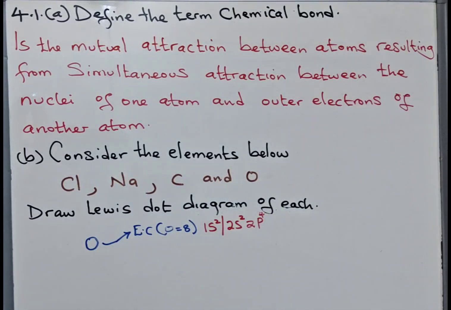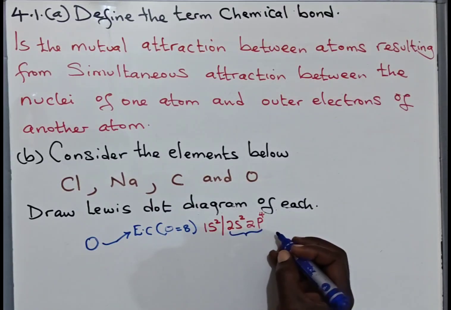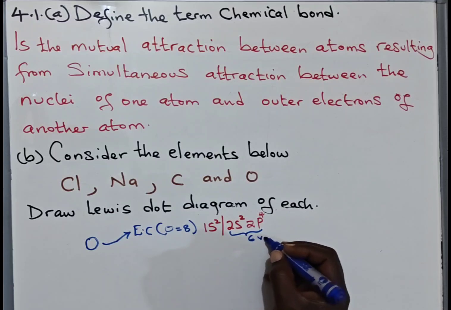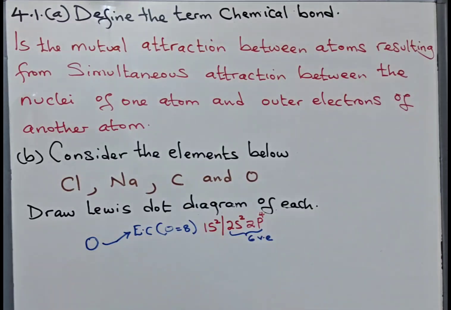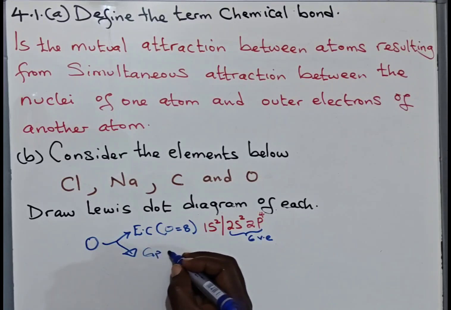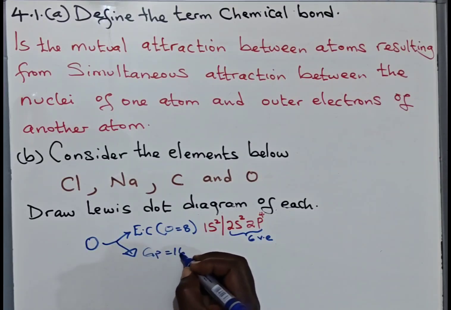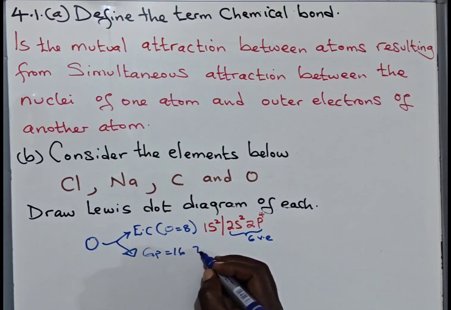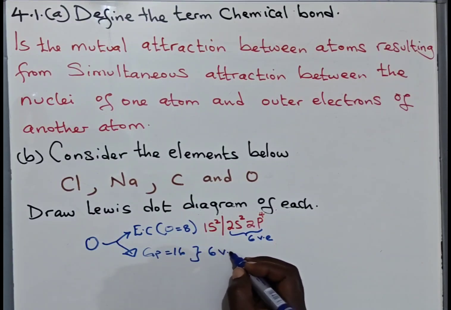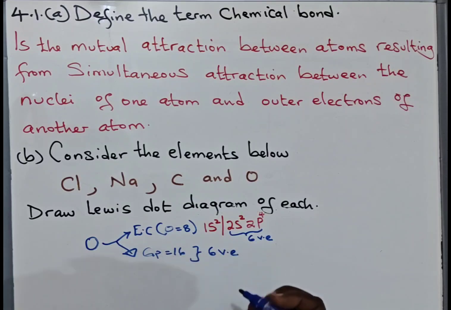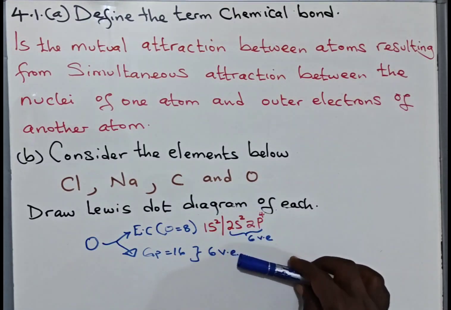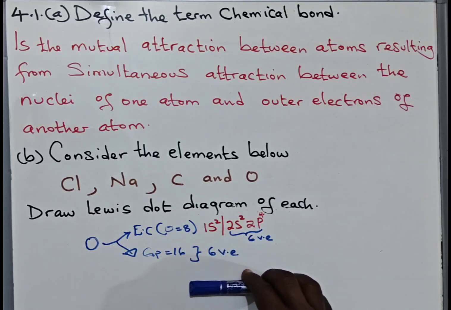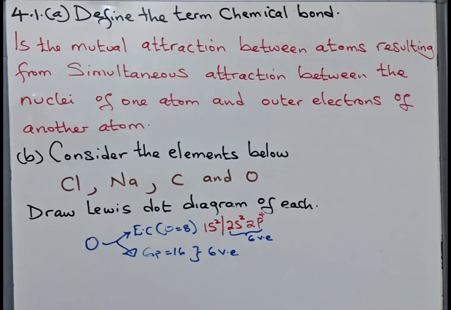So from this configuration, what do we see? We are seeing that we have 6 valence electrons. Or alternatively, you can just go to the group to which oxygen belongs. Oxygen belongs to group 16, and group 16 has 6 valence electrons. Either way, if you are using this one or this one, we are ending up with 6 valence electrons, which we are going to distribute around oxygen.